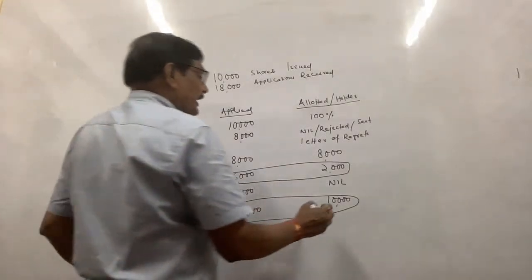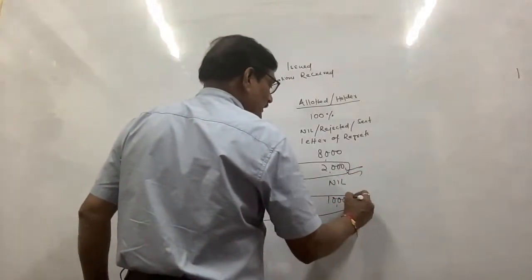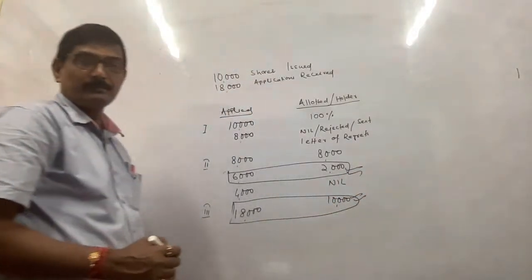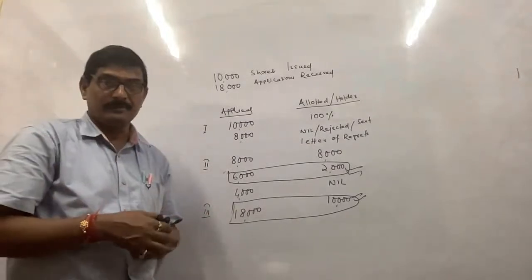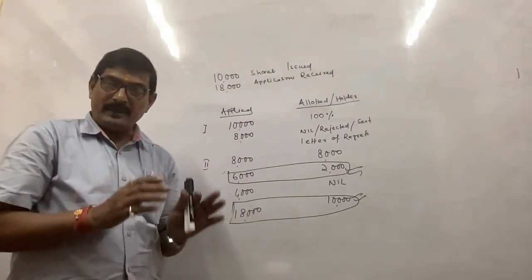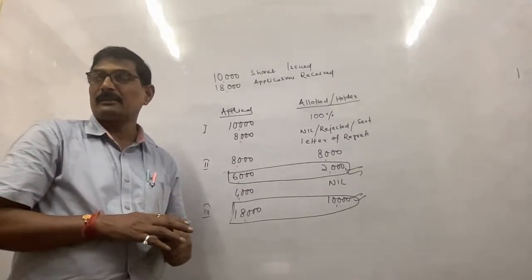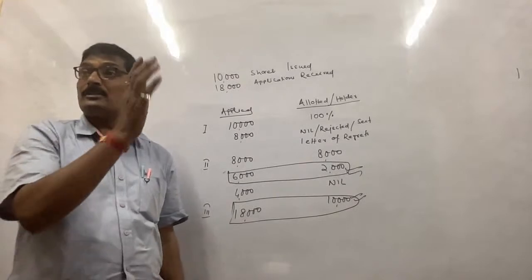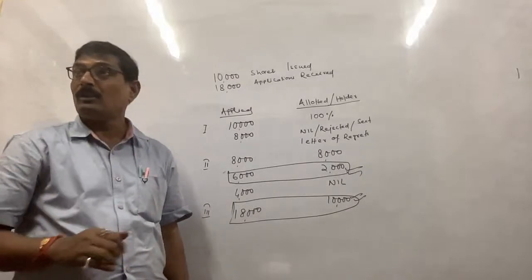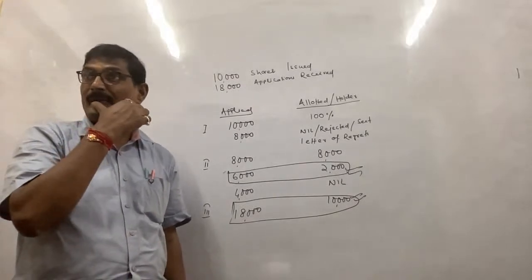So in these two cases, the applicants paid excess money. And now we have to adjust that money. That is known as pro rata allotment or proportion allotment.